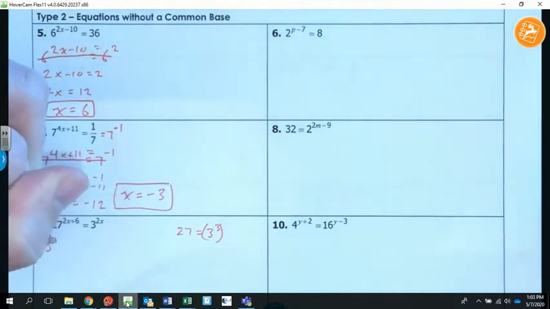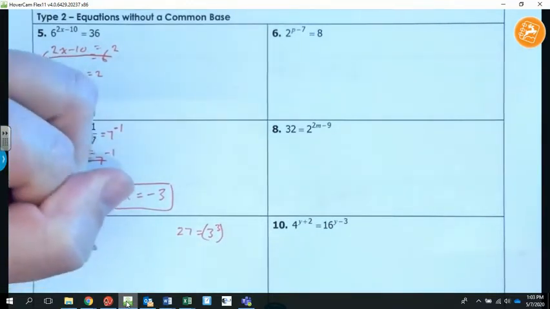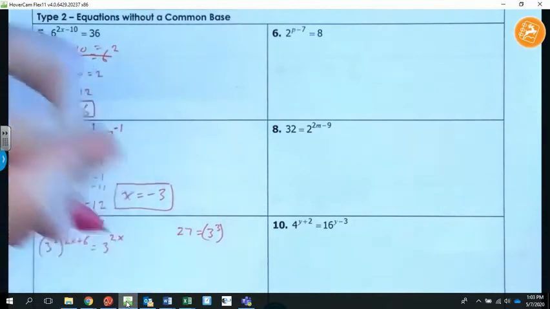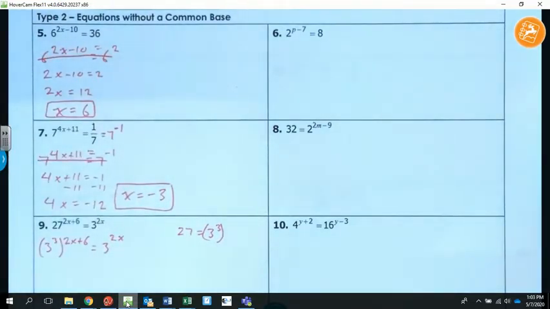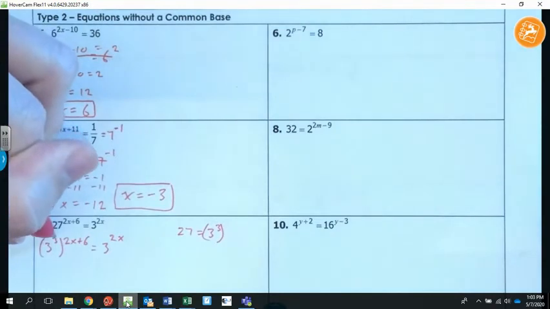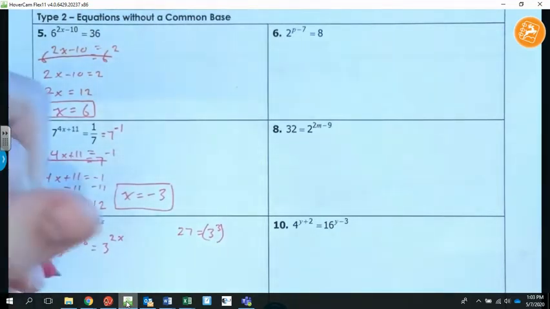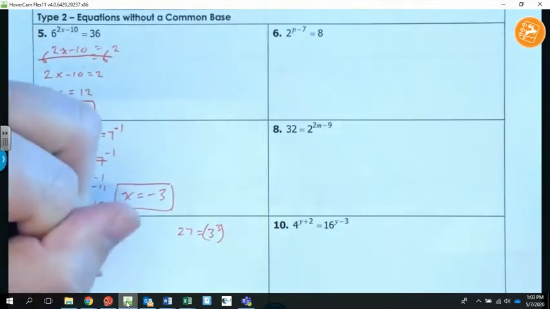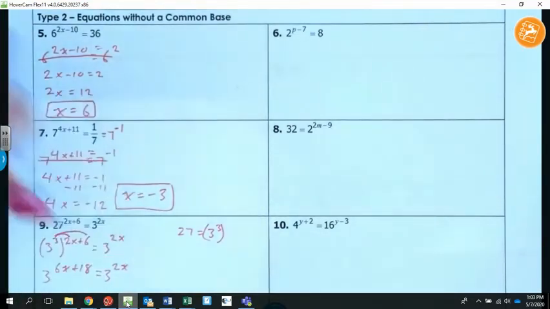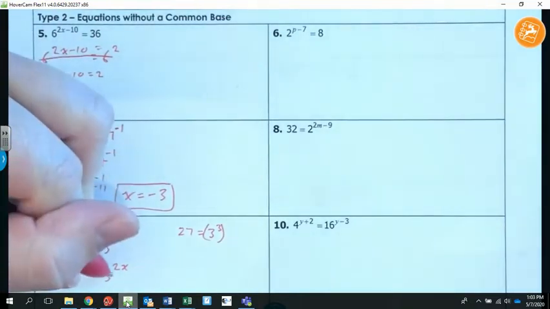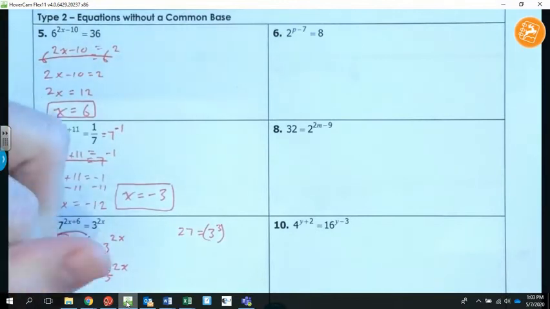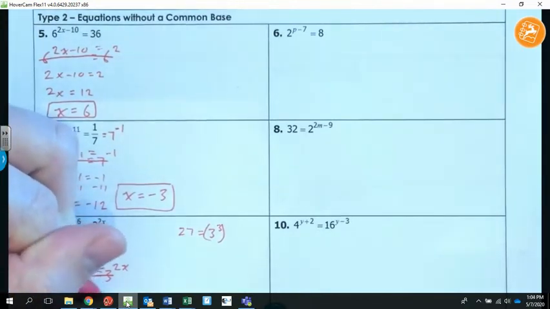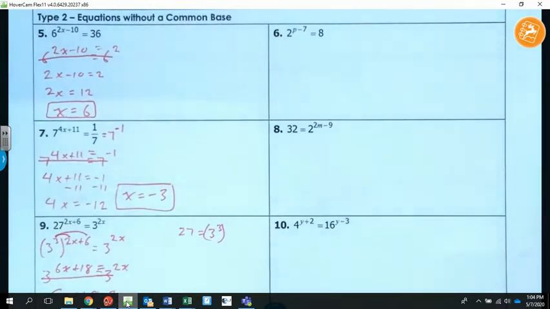So that's 3 cubed, and that's being raised to the 2x plus 6 power is equal to 3 raised to the 2x power. We have to remember our laws of exponents. We must distribute this 3rd power to the 2x plus 6, giving me 3 raised to the 6x plus 18 is equal to 3 raised to the 2x power. I'm going to go ahead and get rid of the bases because they're the same on both sides now. And I have 6x plus 18 is equal to 2x. I'm going to go ahead and solve that.